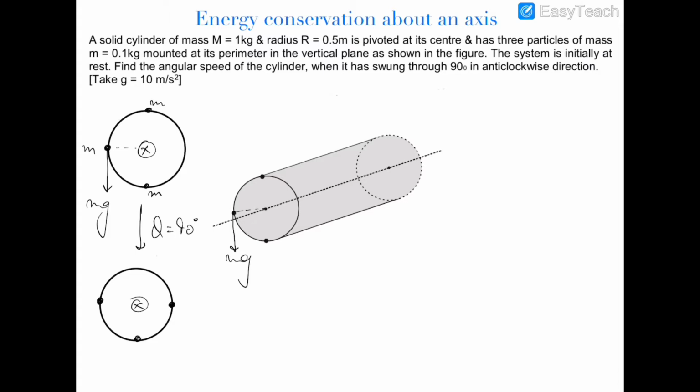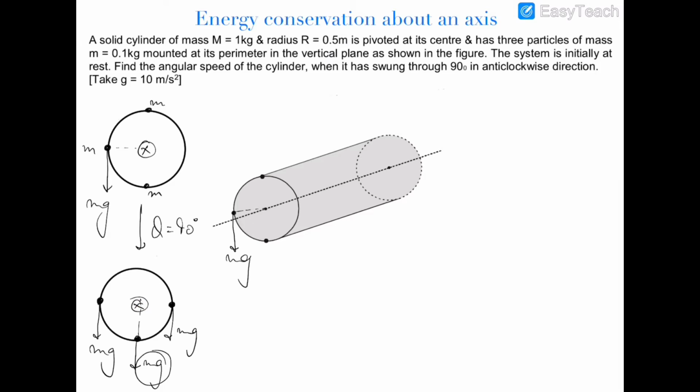So these are the positions of the masses, and the net torque will be 0 because torque of these two masses would be cancelled out, and obviously torque of this mass would be 0 because this mg is already passing through the axis of rotation. So in this position we have to find out the angular velocity of this system.